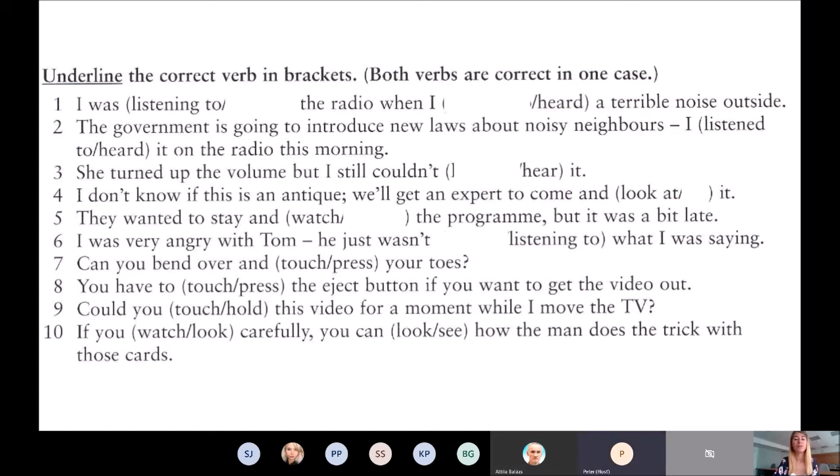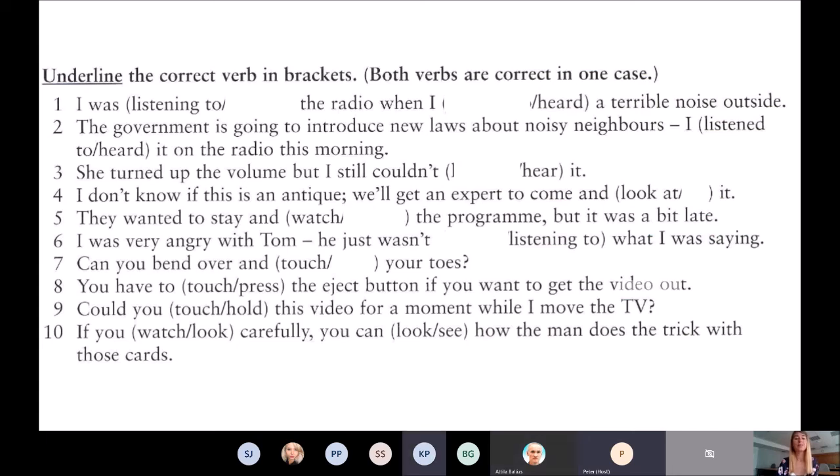Toes, bend. Just touch. Just touch. Very good. Maybe if you're strong enough, you can press them, but simple order is bend over and touch your toes. Number 8, you have to touch or press the eject button if you want to get the video out.